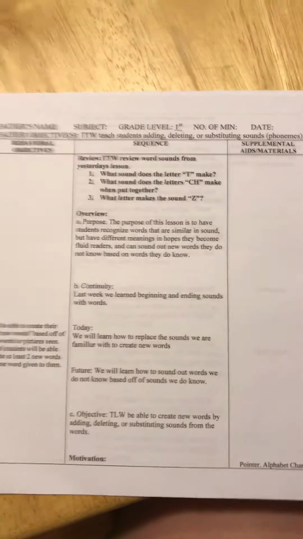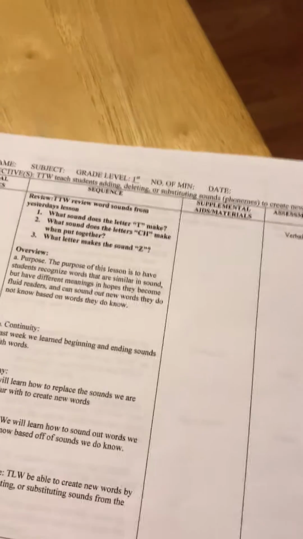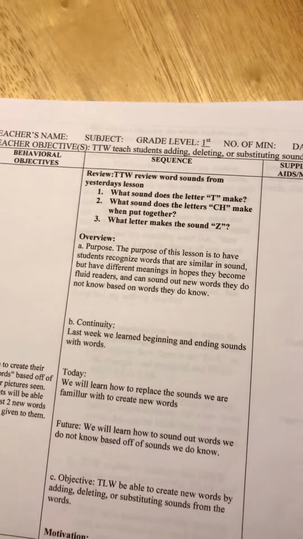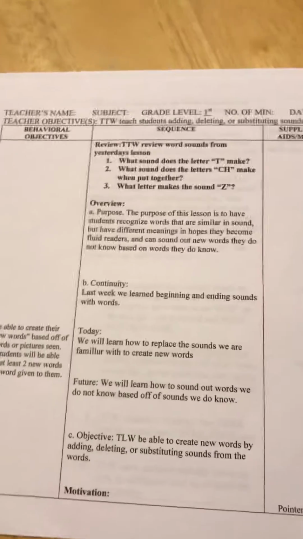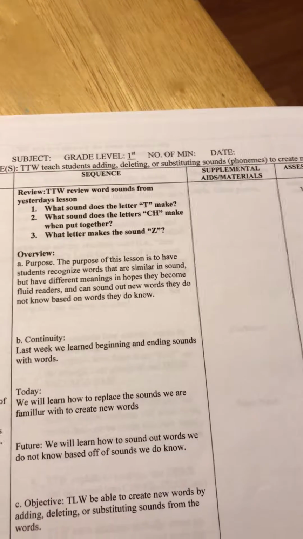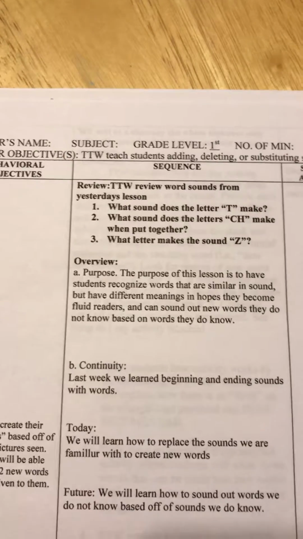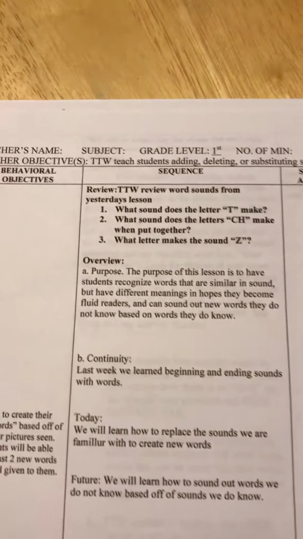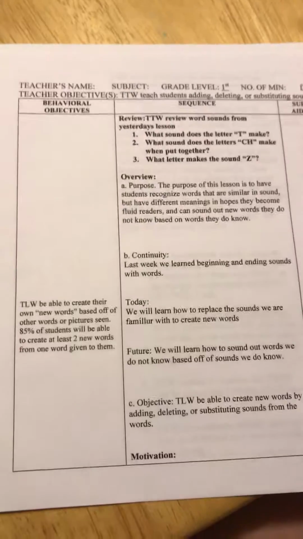So this is my lesson plan, and I have a helper helping me today. In the beginning, I will start off with the class and ask them, what does the letter T make? And they will respond with a T sound. Then I'll ask them what the letters CH make when we put those together, and they will respond Ch. Then I'll ask them what the letter Z makes, and they will respond with Z. And that will be our review before we begin the lesson.